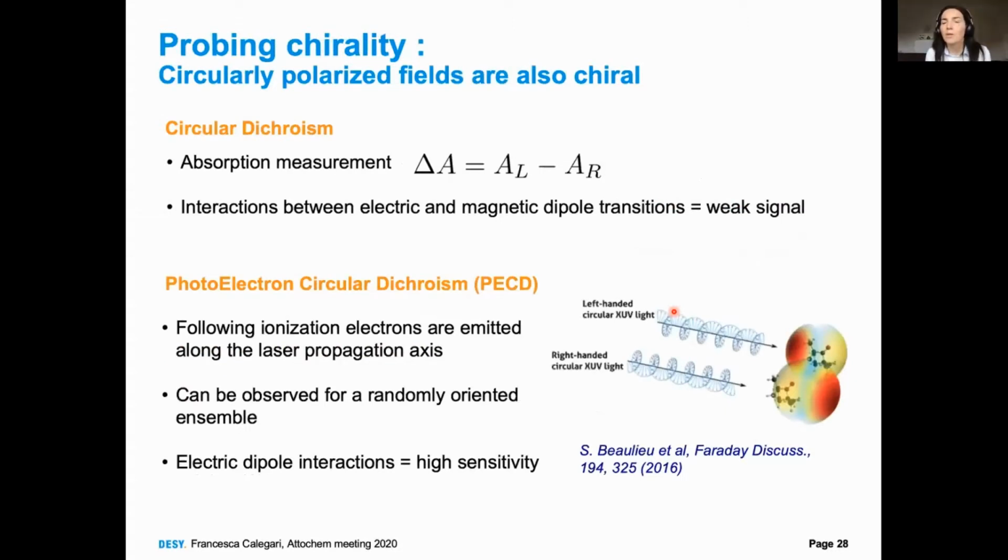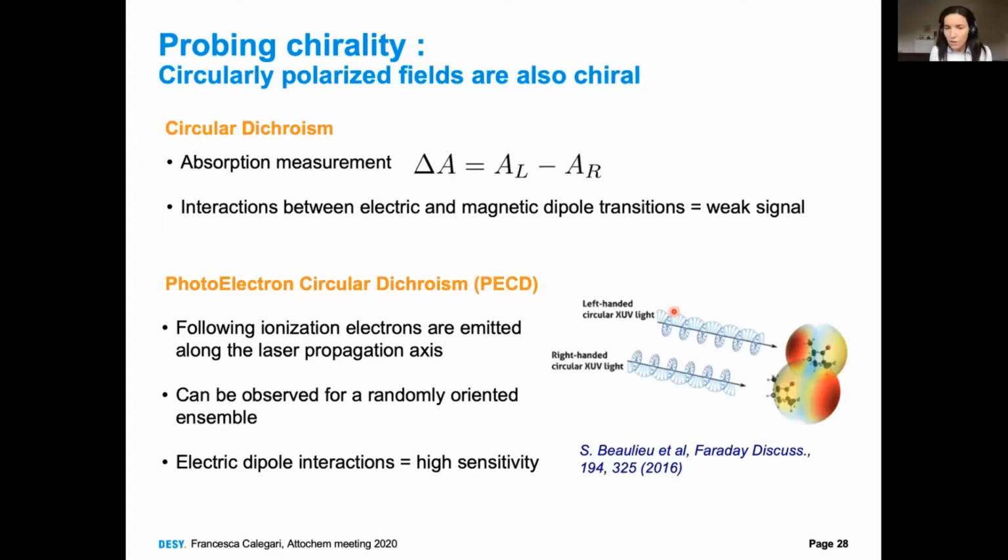The way one could probe the chiral response of a molecule is actually to use another chiral object. And for instance, we can use circularly polarized fields, which are also chiral. One way is to measure the absorption of circular fields. And this is called circular dichroism, but this is providing quite a weak signal.